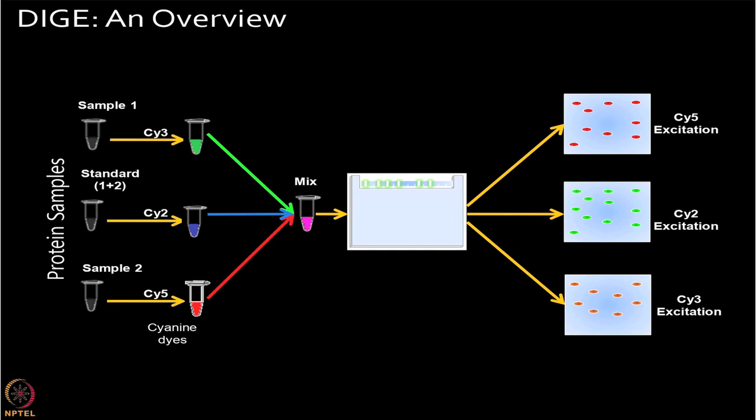So in this slide, you have control and treatment, the Cy3 and Cy5 images, and Cy2 as the reference pool. Let us say you have to run three biological replicates. In all three biological replicates, the Cy2 image will remain the same because you have already made the pool, and the control and treatment images will change. So this became much more reproducible, much more quantitative.